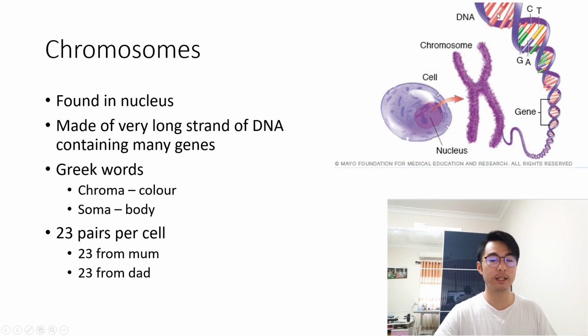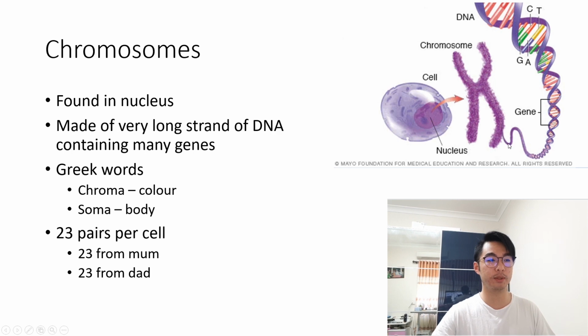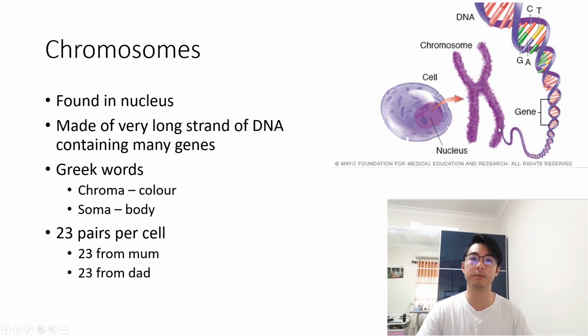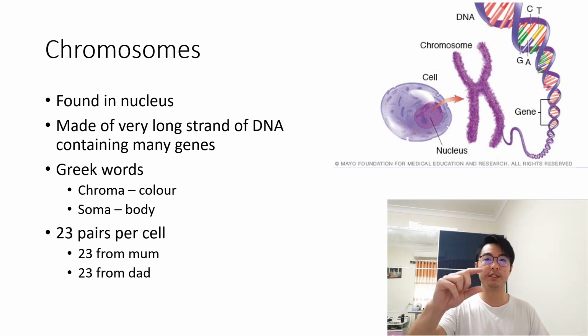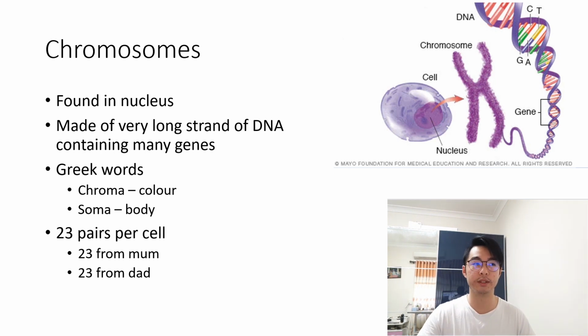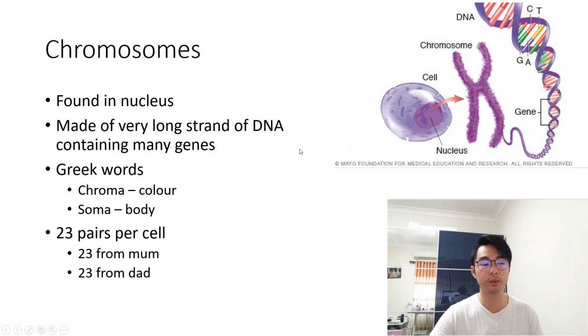Okay, so here in the image you can see that the double helix is a strand leading up to the shape, leading up to the chromosome. So it's been molded, compacted and compressed to give you the chromosome. And within the chromosome, there are different sections that have different genes. Now, the word chromosome comes from two Greek words. The first one is chroma, which stands for color, and the second one, soma, meaning body.